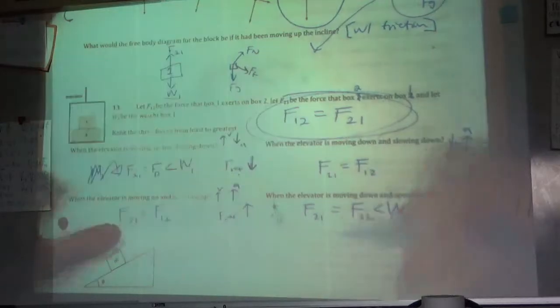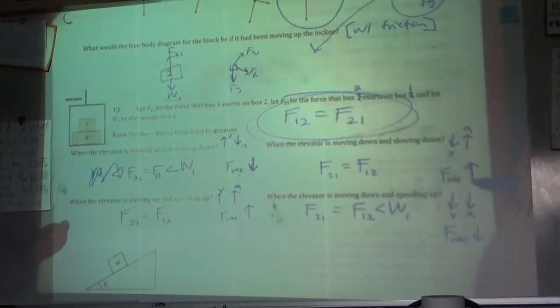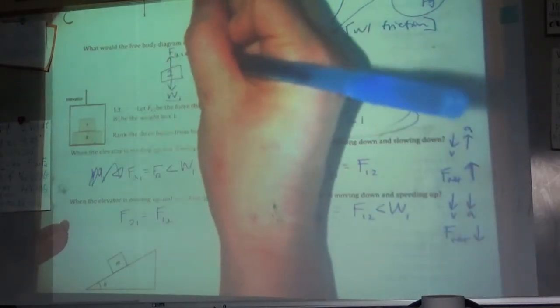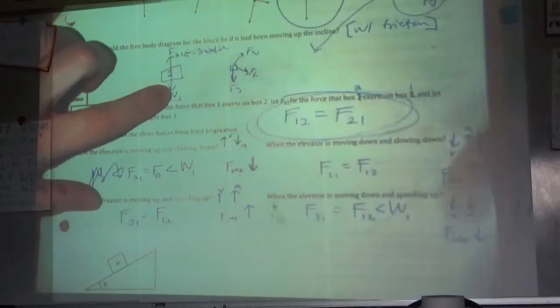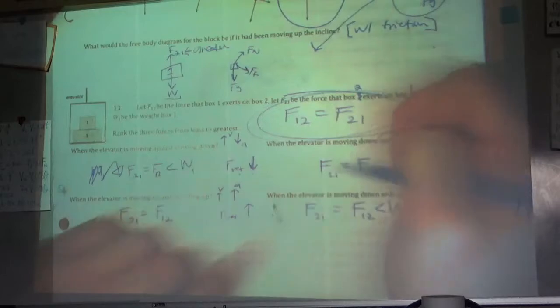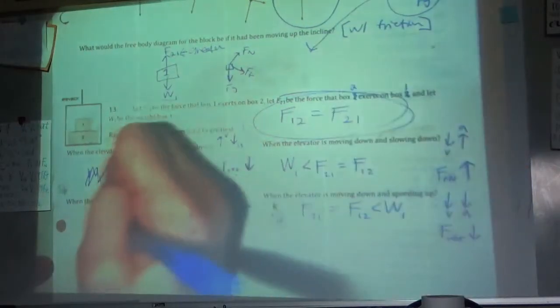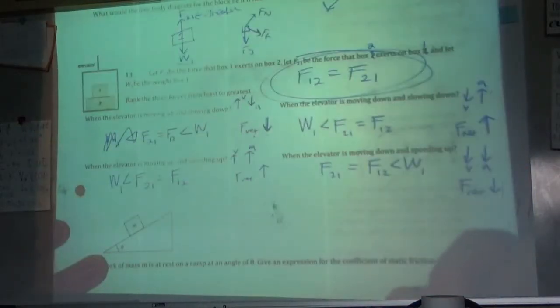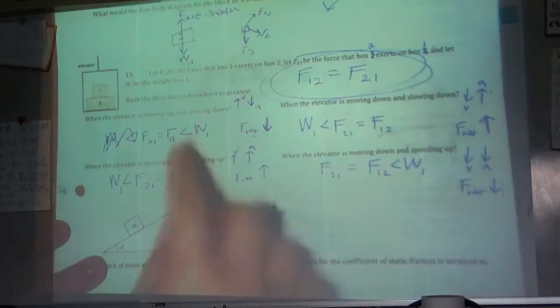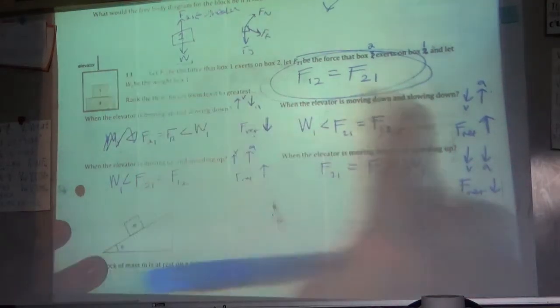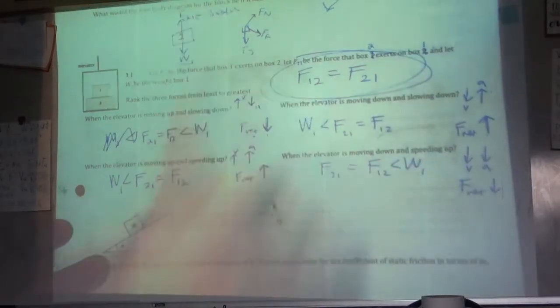Now, in these two examples, when your acceleration is up, that means you have a greater force up, so this one would have to be the greater force, meaning this one is the lesser force. So then these two are greater, and less than that is weight 1. There we go. It's just deciding which way it accelerates, so that tells me which force is bigger. If it accelerates down, this one's bigger. If it accelerates up, then this one's bigger.